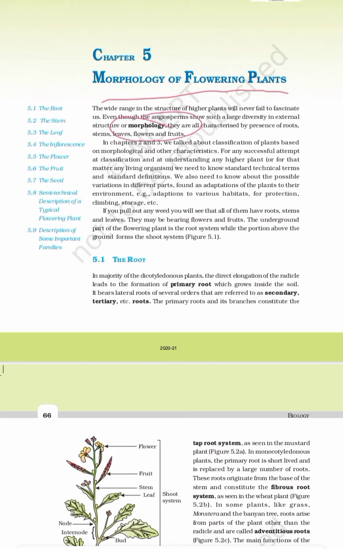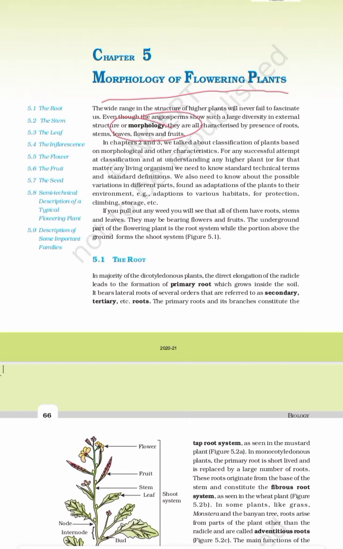Morphology means external structure. As we have studied in Chapter 2 and Chapter 3, that is in classification, we were classifying plants according to their morphology, or external structure. For example, in Thallophyta, Bryophyta, Pteridophyta, Angiosperms and Gymnosperms, we said that in some plants the differentiation between root, shoot, leaf, fruits and flowers is not there. Secondly, the differentiation occurred. Thirdly, flowers came, right? So we were classifying according to morphology.